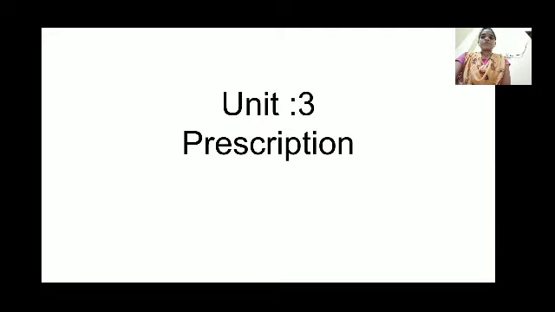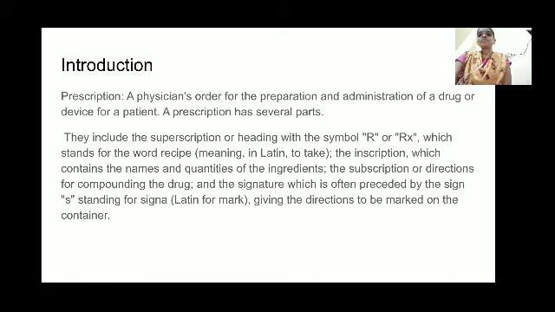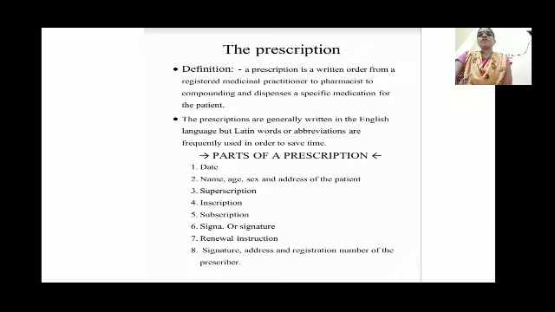So the parts of prescription. What are the parts of prescription? They are date, name, age, sex and address of the patient, superscription, inscription, subscription, signature, renewal instructions, signature, address and registration number of a prescriber.